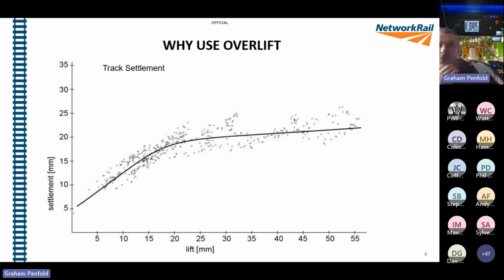What the graph is saying is you can see where it starts to level off, probably around 17 mil. So only when we apply lifts of 17 mil and above does the lift start to outweigh the settlement. Now, there are various reasons for this. Small lifts, 5 or 10 mil, don't really give the ballast enough room to reconfigure itself. So all we're doing is creating spaces in the ballast, which ultimately will get filled again.